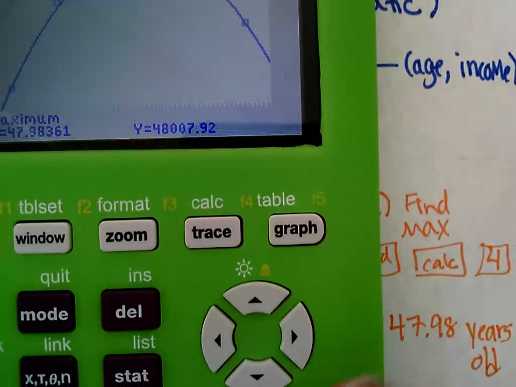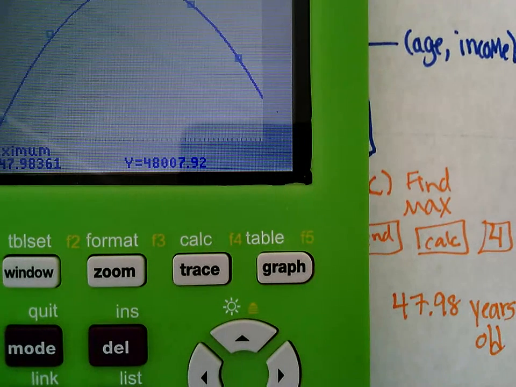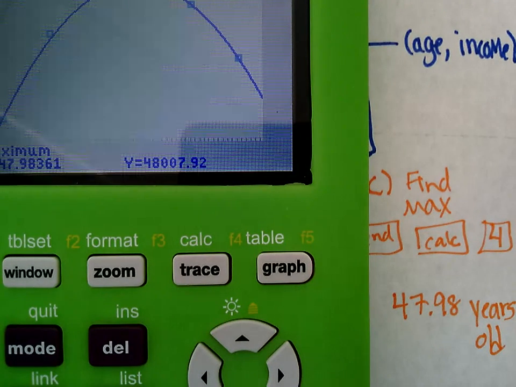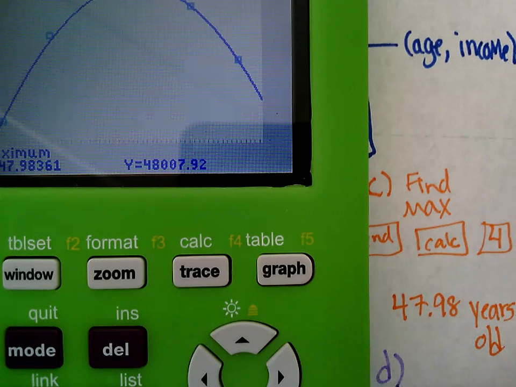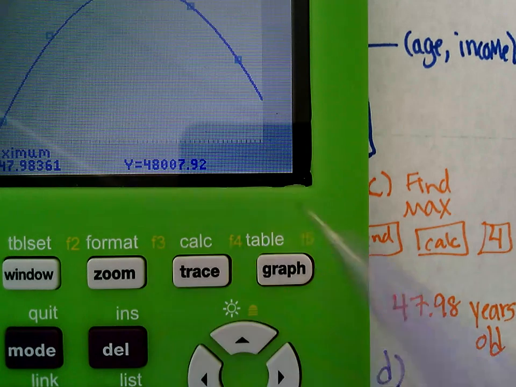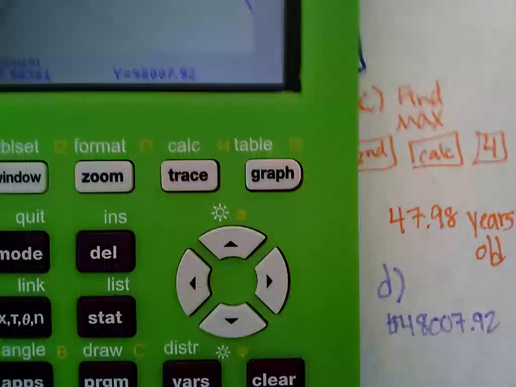And then for part D, they want to know the income. So for part D, the income that would go along with that would be the y coordinate. So that is $48,007.92.